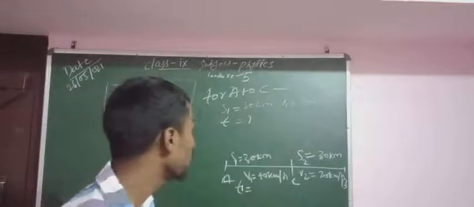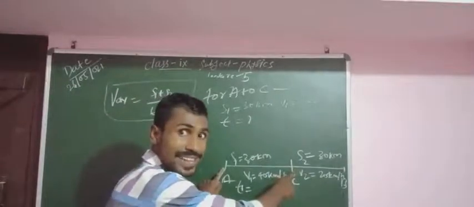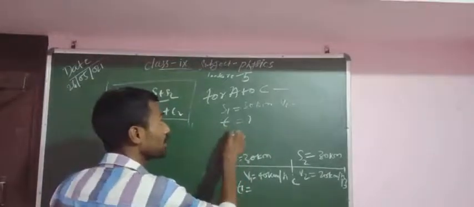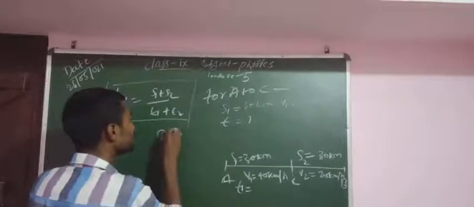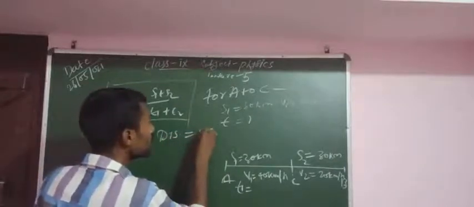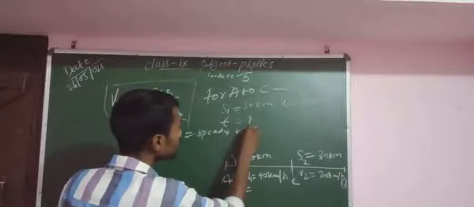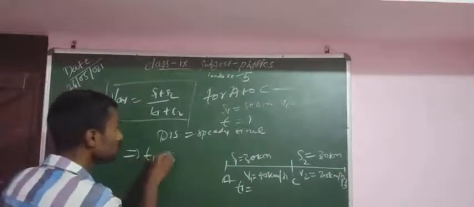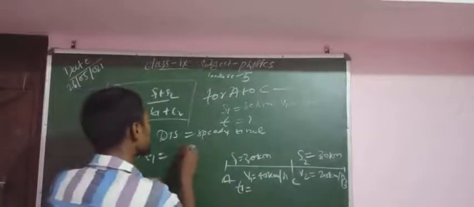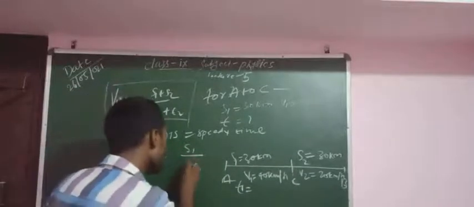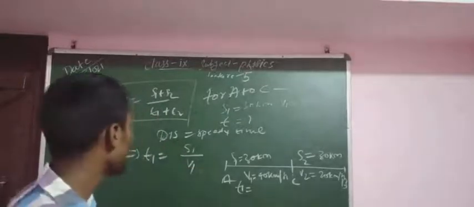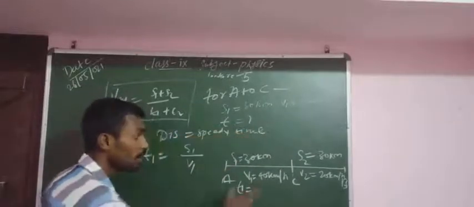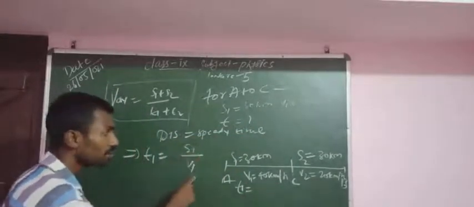Find the time taken by the car for this distance with this speed. So basically I don't have the time. T equals what? Distance equals speed into time. That means the time t1 equals distance s1 by speed v1. From the formula, the distance is s1 and the speed is v1, so t1 equals s1 by v1.